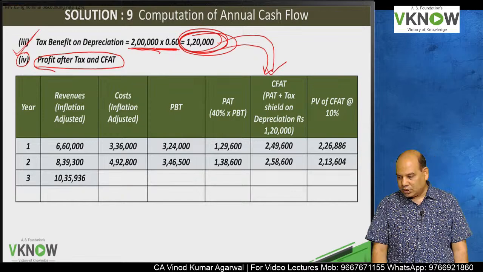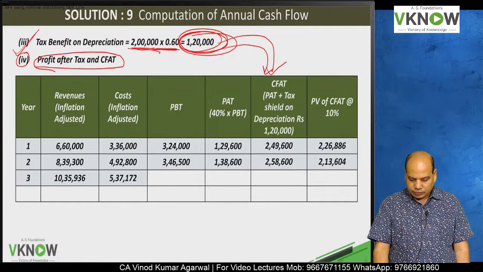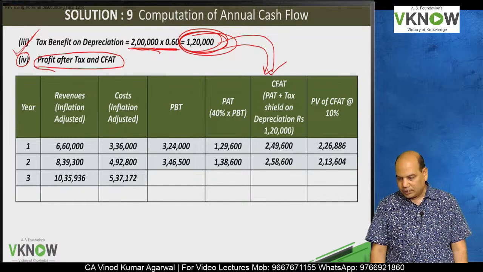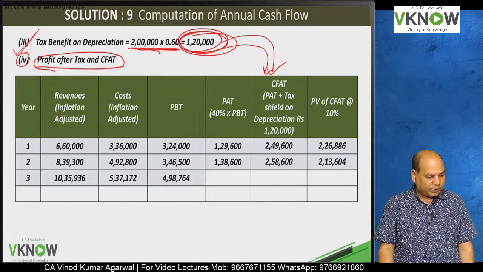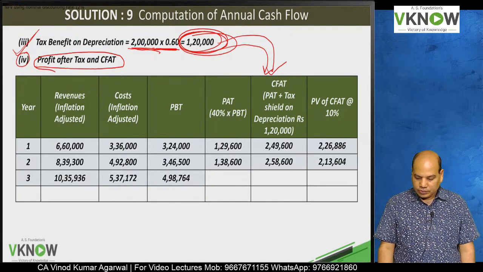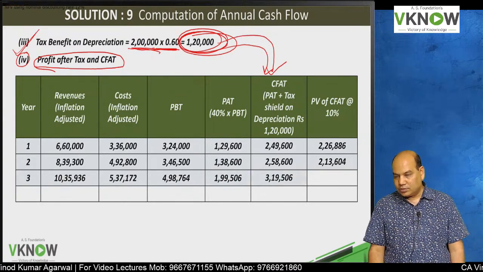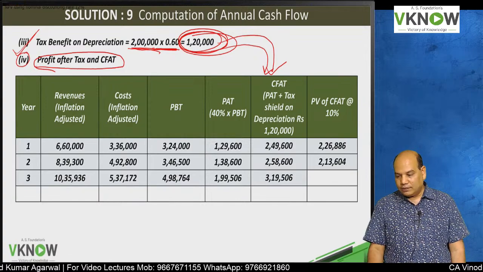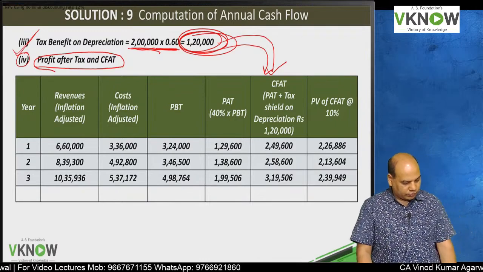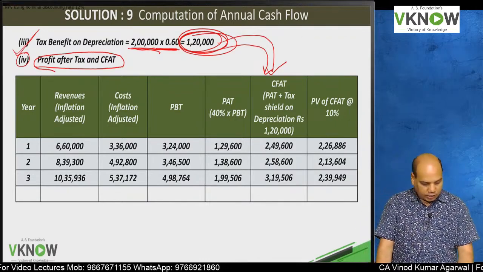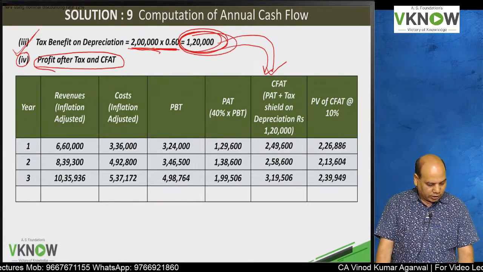Year 3, go to your previous step 1 and 2, copy from step 1 and 2, then PBT. Calculate PBT difference into 40% plus 1,20,000, divide by 1.10 cubed, equal to 239,949.